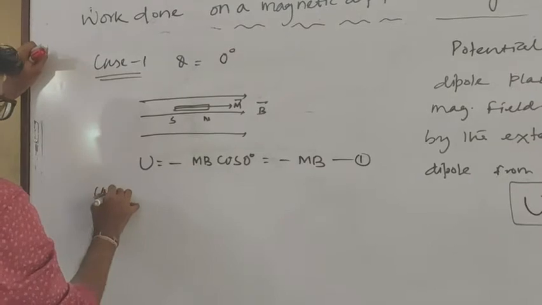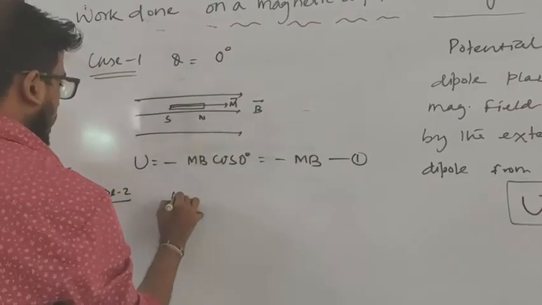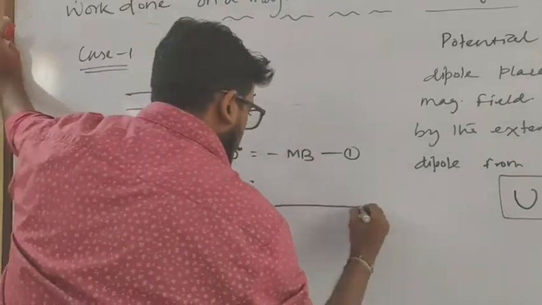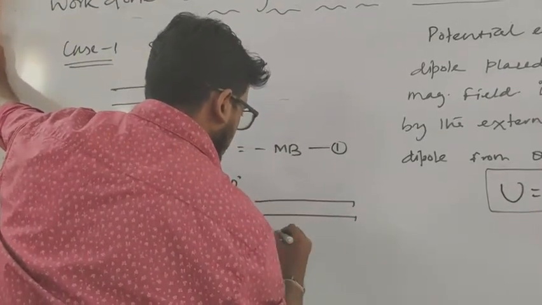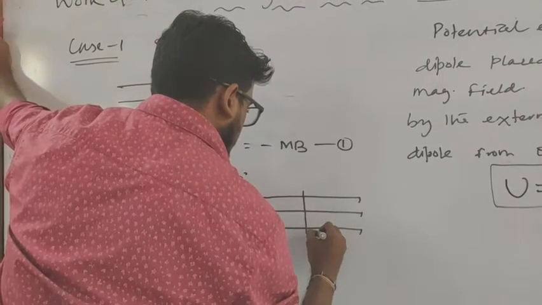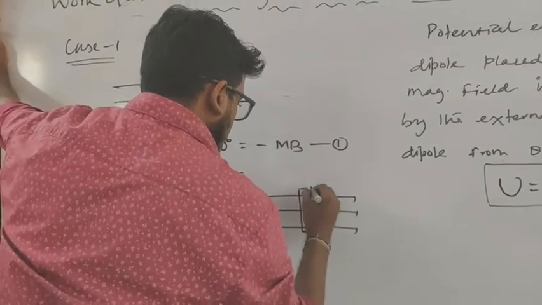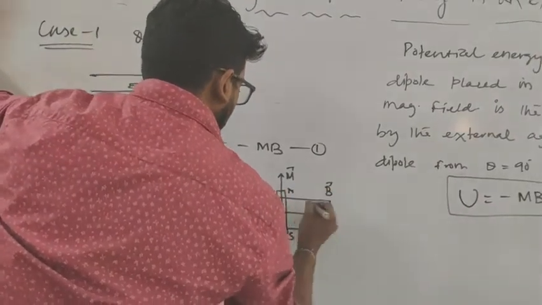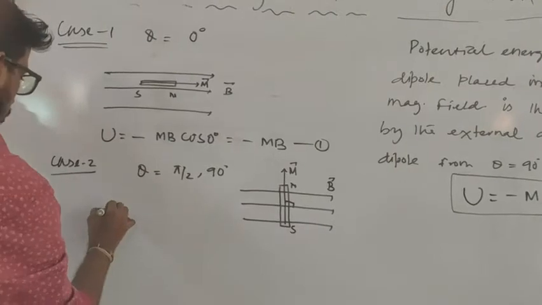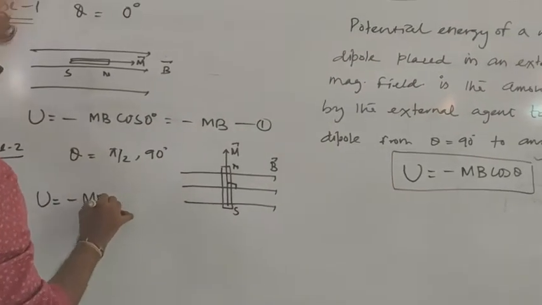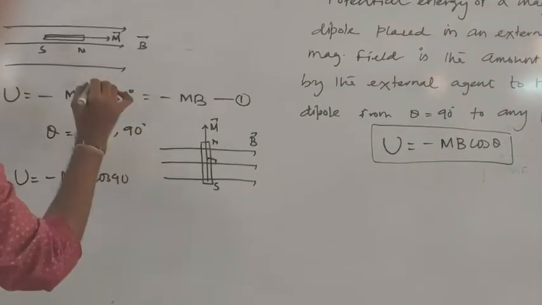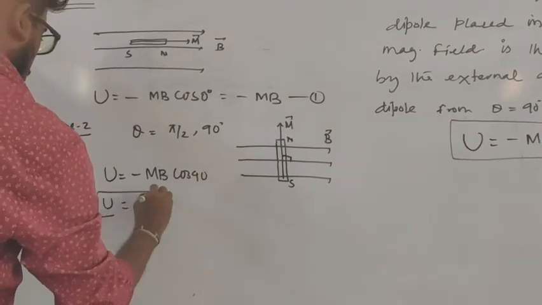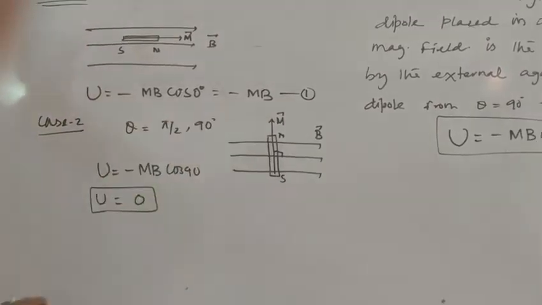Similarly, case 2, when theta equal to pi by 2 or 90 degree. That means if this is the external magnetic field, the dipole is placed like this. Here is the magnetic dipole moment M and here is B. The angle is 90 degree. So here U equal to how much? Minus MB cos 90. So this will become how much? 0, as cos 90 will be 0. So here the potential energy of the dipole will be 0.